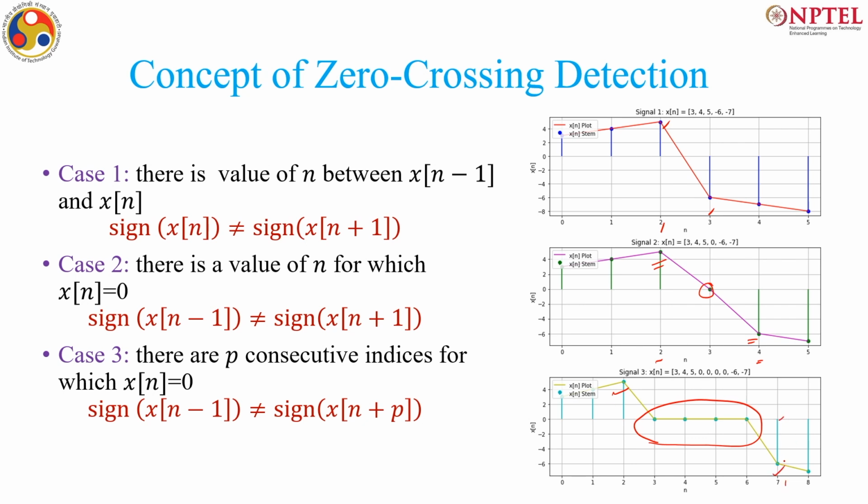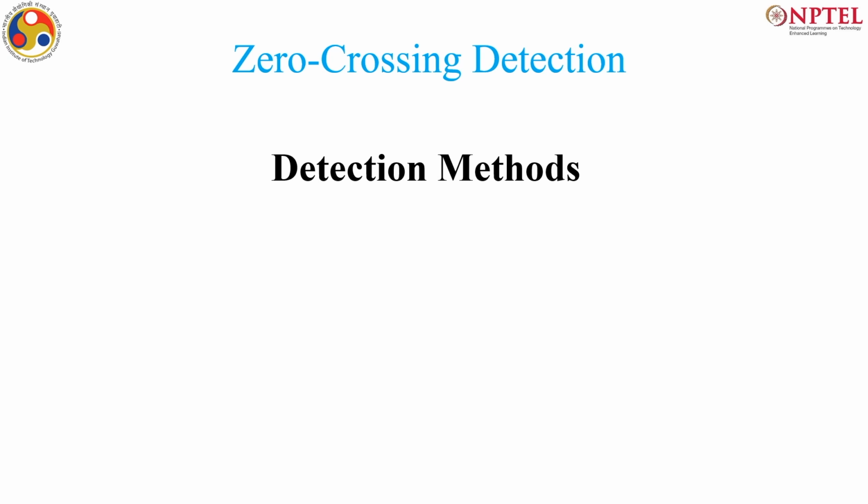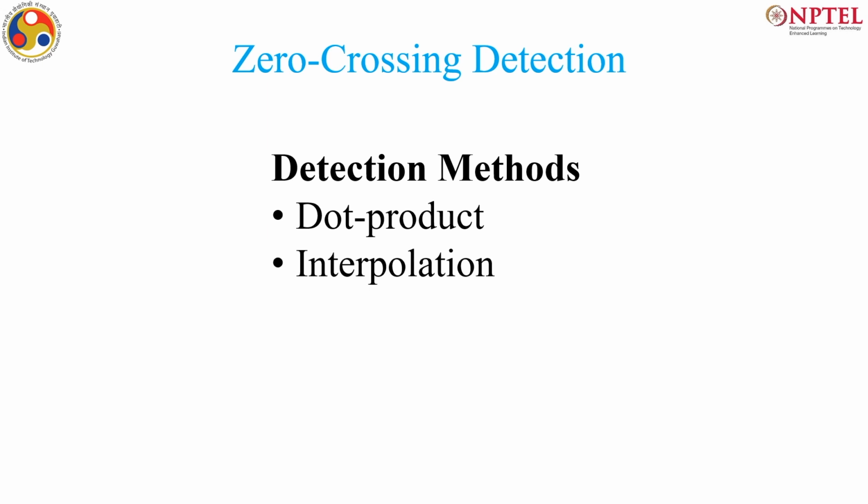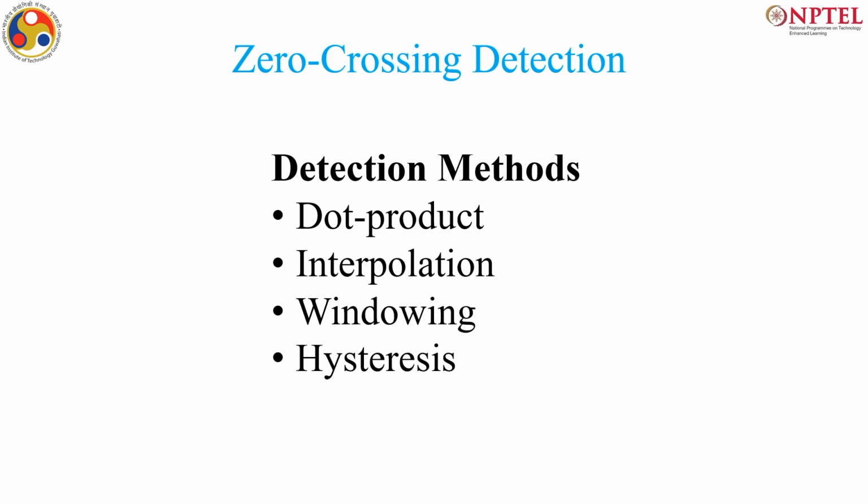Now let us try to understand the detection methods or detection algorithms. Typically there are a lot of algorithms available, and there are very few books which actually discuss these concepts. I have mostly taken this from research papers, and the methods include the dot product method, the method of interpolation, the windowing method, and the hysteresis method. Quickly we will discuss all these methods.